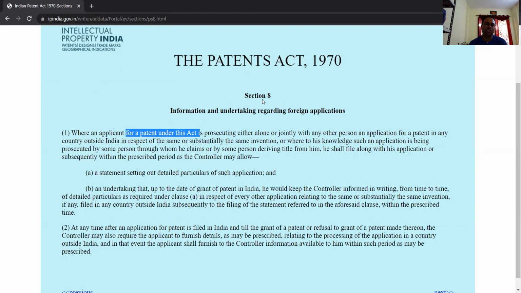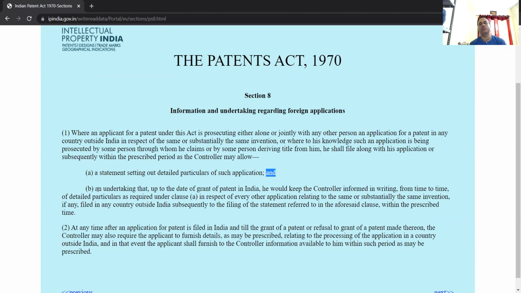Then section 8(1)(a) says a statement setting out detailed particulars of such application has to be submitted, and this is not or. Number B has to be done. Therefore, it says and undertaking that, and you need to give undertaking. So at one instance, you said that yes, my application, which is under prosecution in India, I have filed similar application in China or Japan or any other country. I have filed, and these are also getting prosecuted.